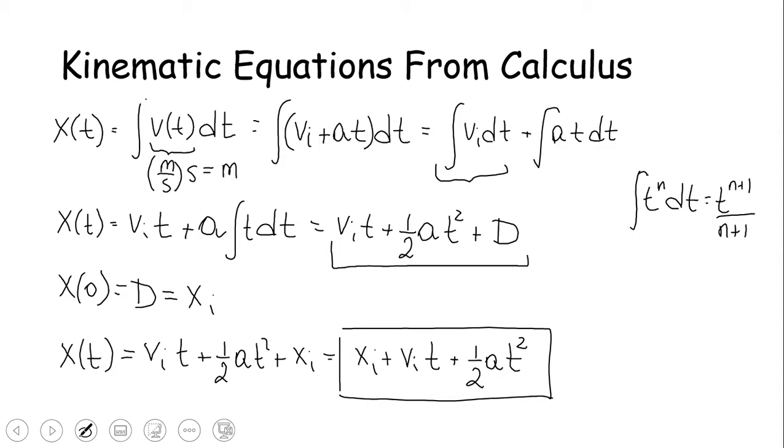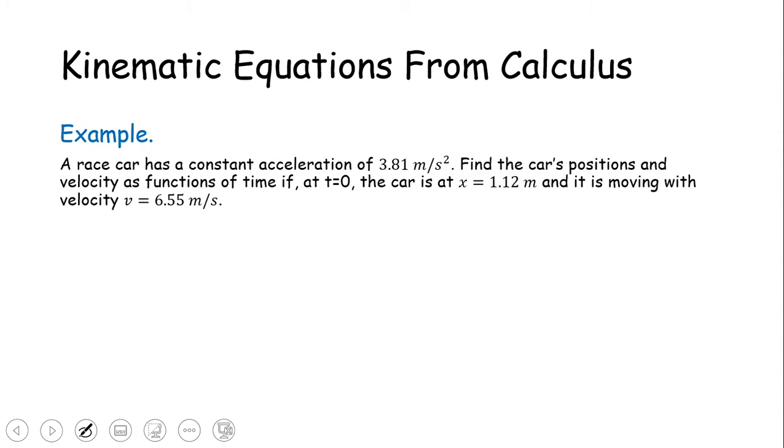So let's look at how we put all of this together in an example. Let's say we have a race car which has a constant acceleration of 3.81 meters per second squared. Find the car's position and velocity as functions of time if, at time t0, the car is at x equal 1.112 meters and it is moving with velocity v equal to 6.55 meters per second. I know that we could directly write the expressions, but for the sake of argument, let's go through the calculation by doing the integrals with the actual numbers.